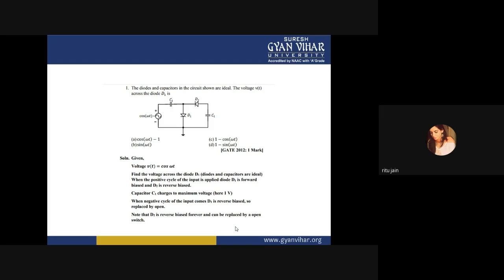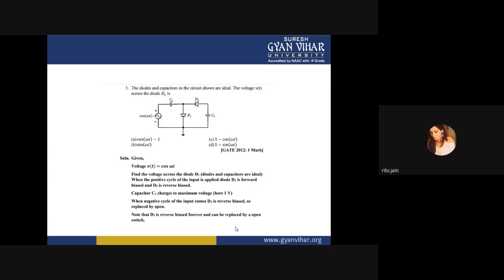So you can see that the input voltage is cos omega t. Now find the voltage across the diode D1 when the positive half cycle of the input is applied. Diode D1 is forward biased and D2 is reverse biased.